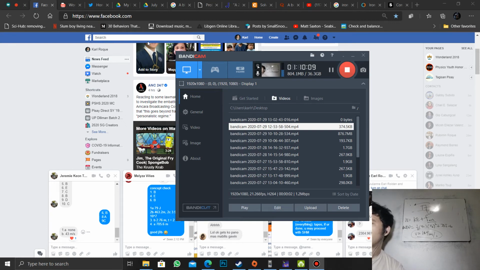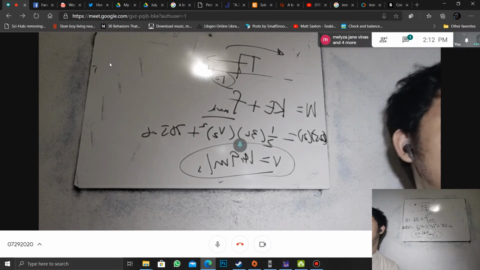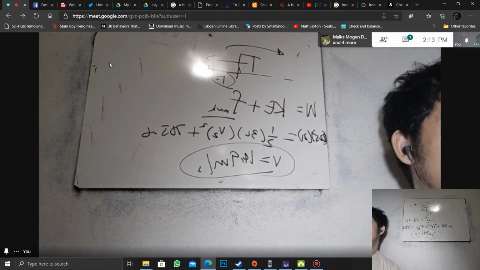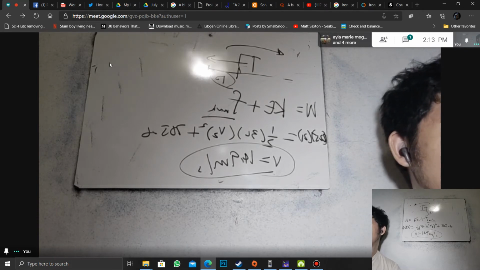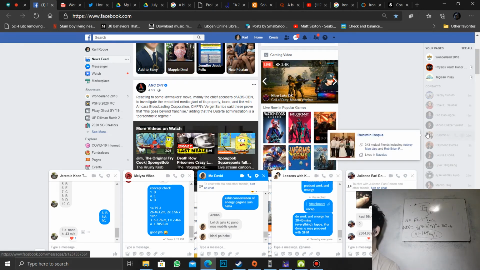Na-discuss ba sa inyo yung momentum? Nung nasa grade 9 kayo? Hindi. Momentum. Hindi pa yata, no? Tama ba? Ano ba? Hindi pala. Nako, sayang. O sige, skip.